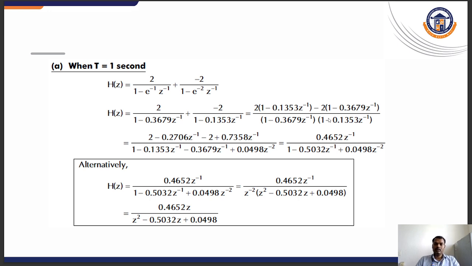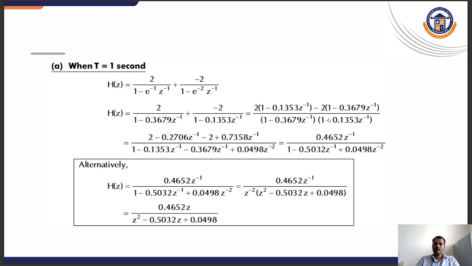So when T = 1 second, H(z) = 2 / (1 - e^(-1) z^(-1)) + (-2) / (1 - e^(-2) z^(-1)). Here we have to find the value of the exponential terms, that is e^(-1) and e^(-2). When we find the values, e^(-1) is 0.3679 and e^(-2) is 0.1353.